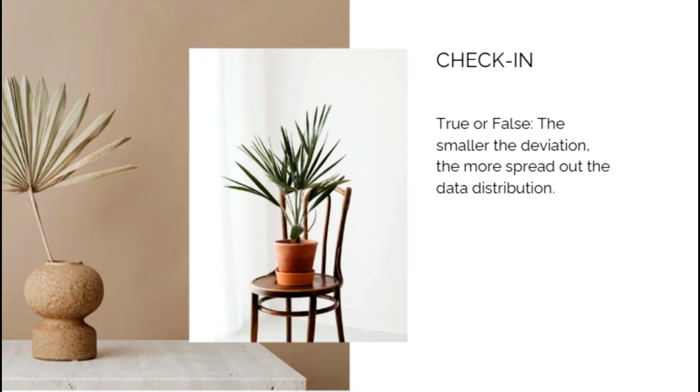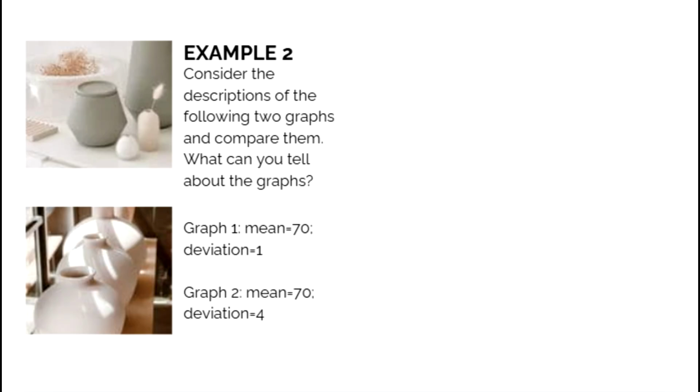Okay. Second half of the lesson. Here's a check-in, true or false. The smaller the deviation, the more spread out the data distribution. So if your deviation is a small number, then the data distribution is spread out? That's false. Small number means it's all clumped together. Big number means it's spread out.